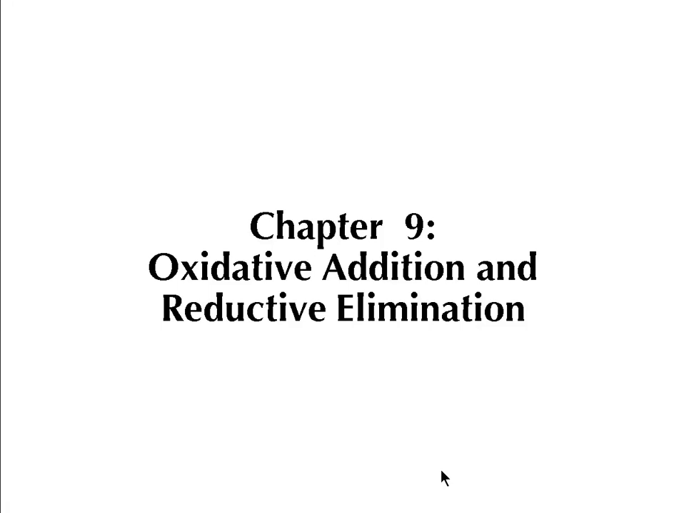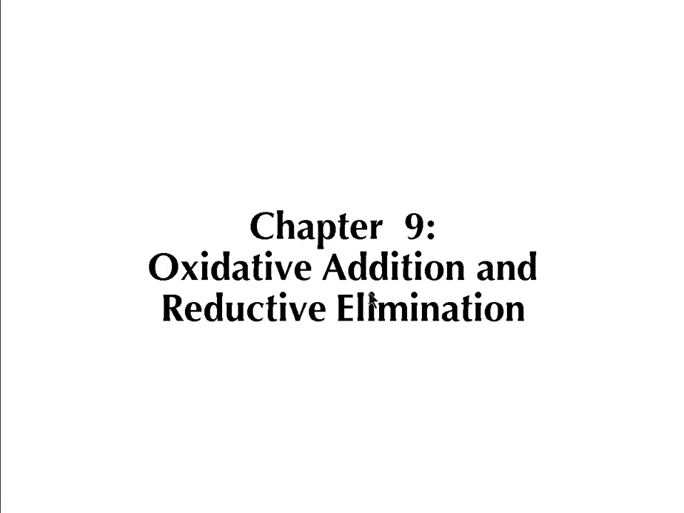Chapter 9, Oxidative Addition and Reductive Elimination. In the previous chapter, we started to study the main reactions in organometallic chemistry. We talked about ligand addition, ligand dissociation, and ligand substitution. And to note that in these types of reaction, the oxidation state of the metal center did not change.